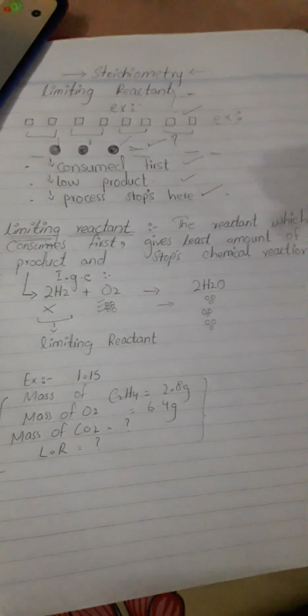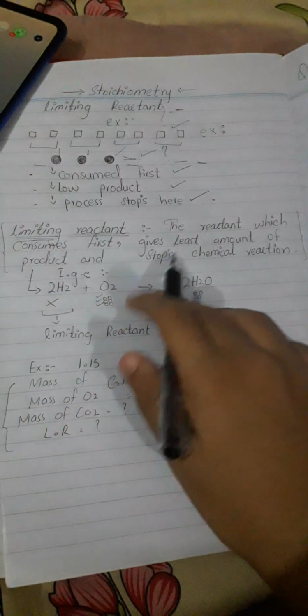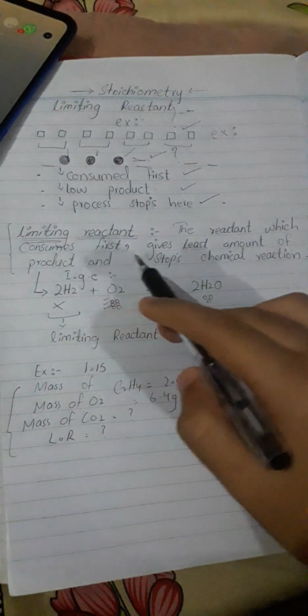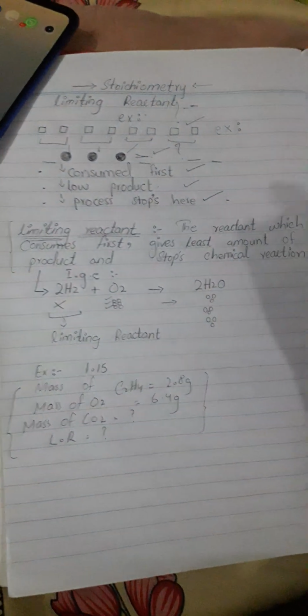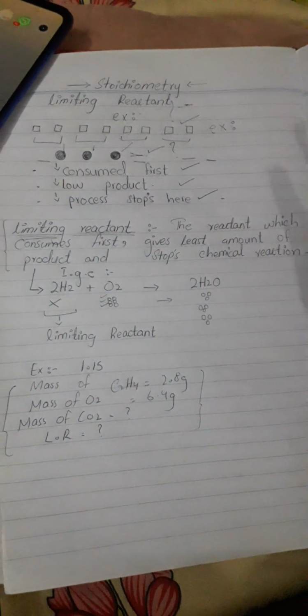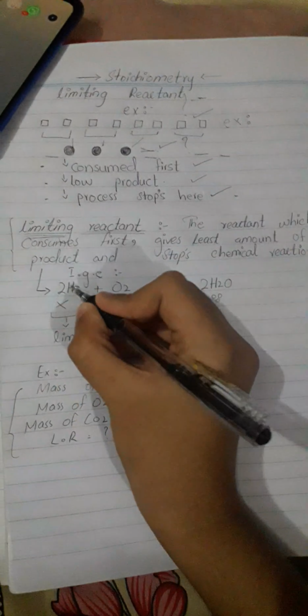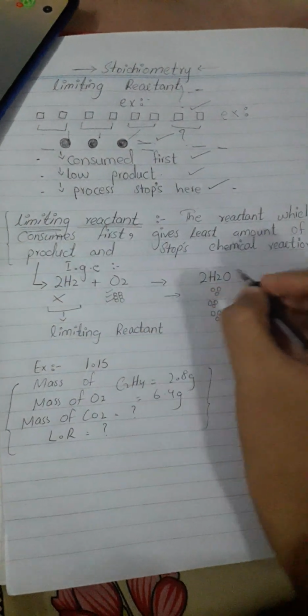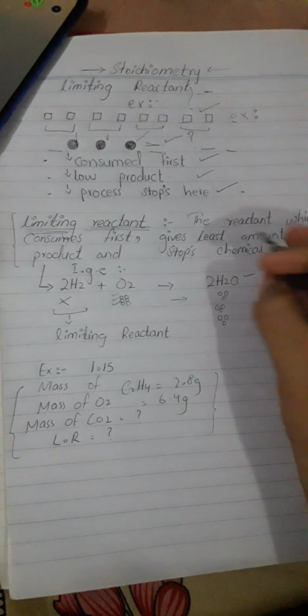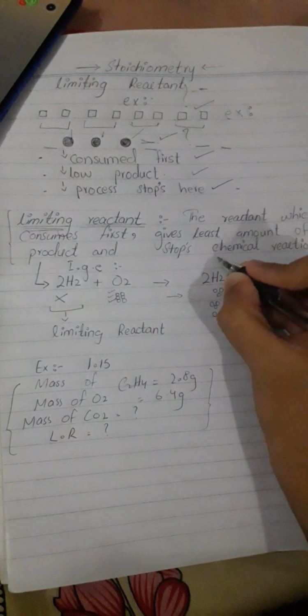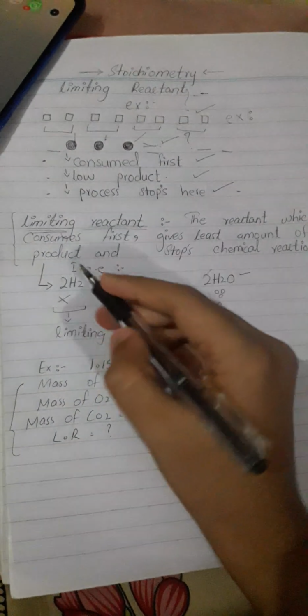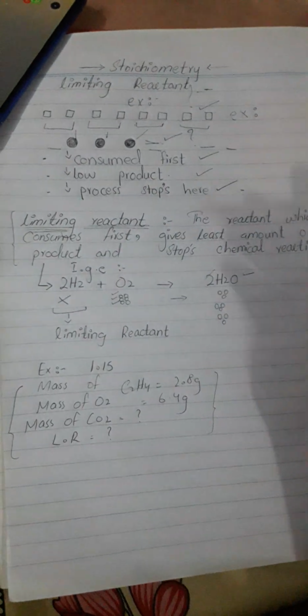Now, the definition says: the reactant which is consumed first, gives the least amount of product and stops the chemical reaction is known as the limiting reactant. An example with water is also given here. For example, 2H2 plus O2 gives us H2O, that is water, according to the balanced chemical equation. This is a balanced chemical equation. If I remove these coefficients, it won't be balanced.